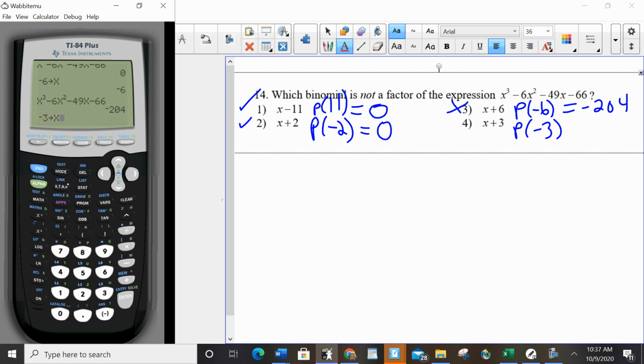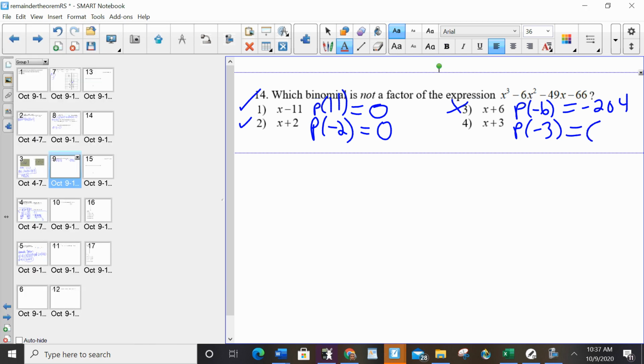Negative 3, store as x. And again, I'm just tabbing up, copying and pasting. And I got 0. So since the remainder is 0, it's a factor because it goes in evenly. So choice 3B. Very common Regents question. The Regents always asks these questions to determine if it's a factor or not. I think it's an easy 2 points for us to get correct.